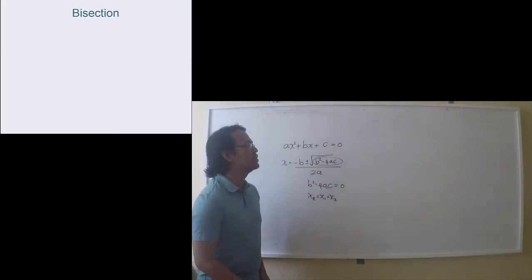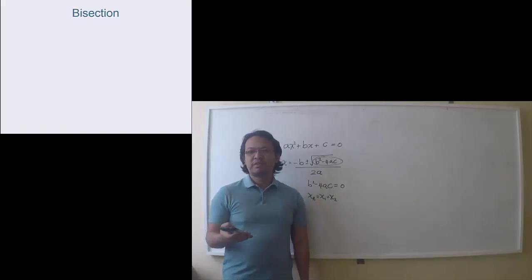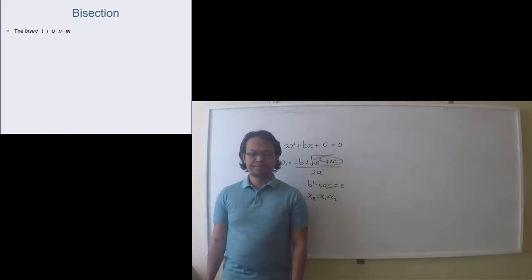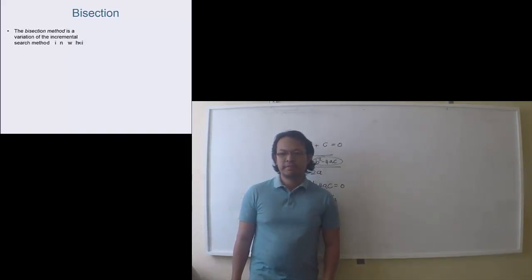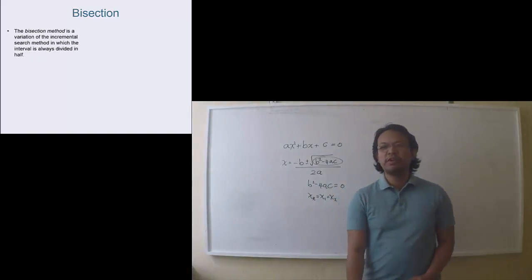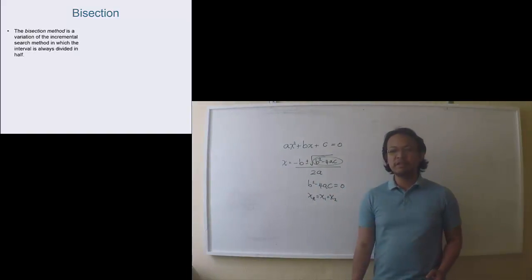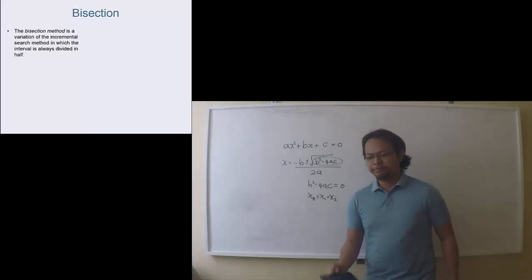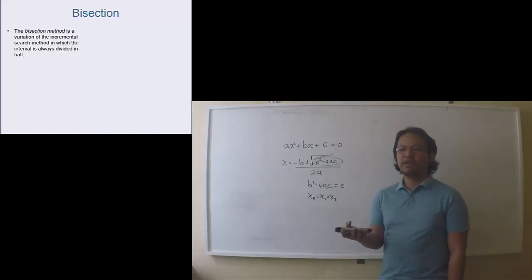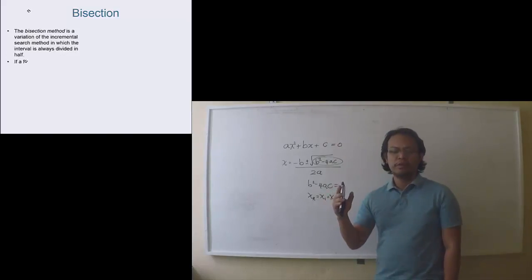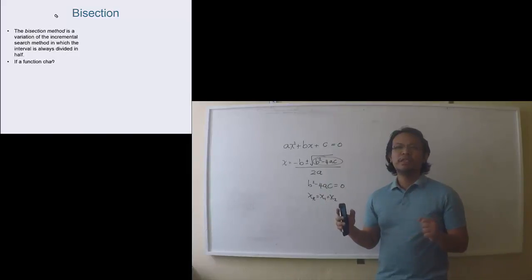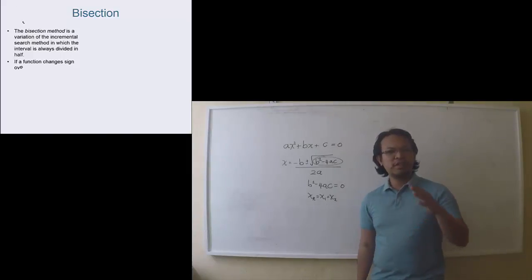Now, let's go to bisection. The bisection method is a bracketing method. So what does it do? The bisection method is a variation of the incremental search method, in which the interval is always divided into half. I think there is an example here which we will see, and I will write that one here also. So you have two endpoints of an interval, and then from your interval you guess the root to be somewhere in between.